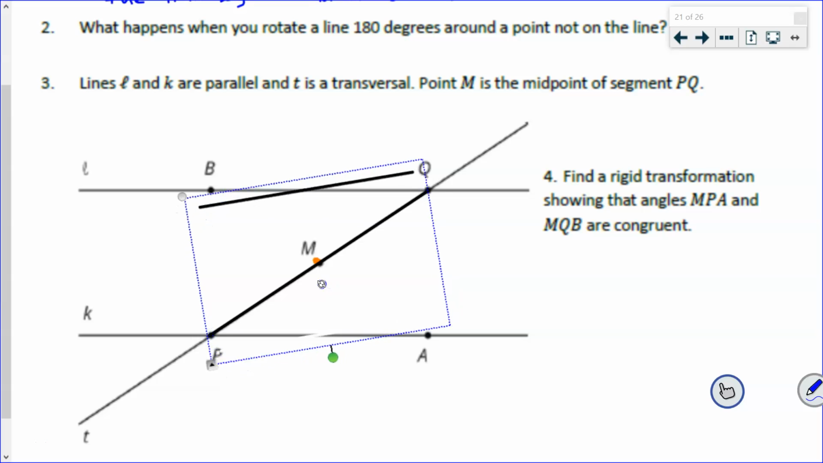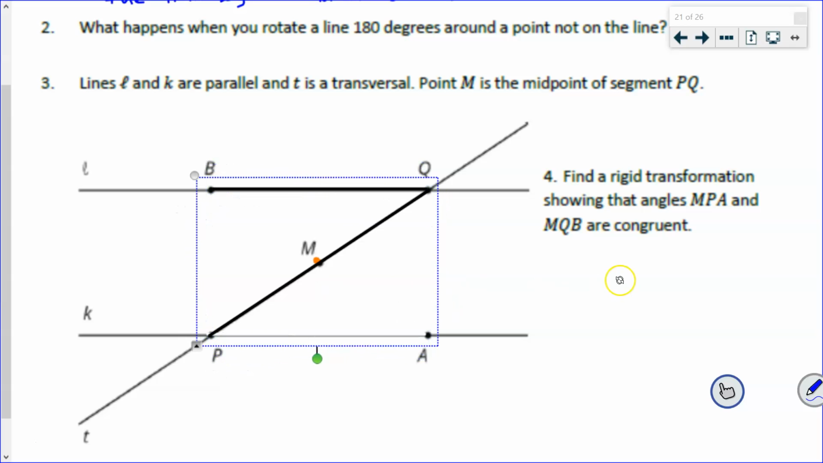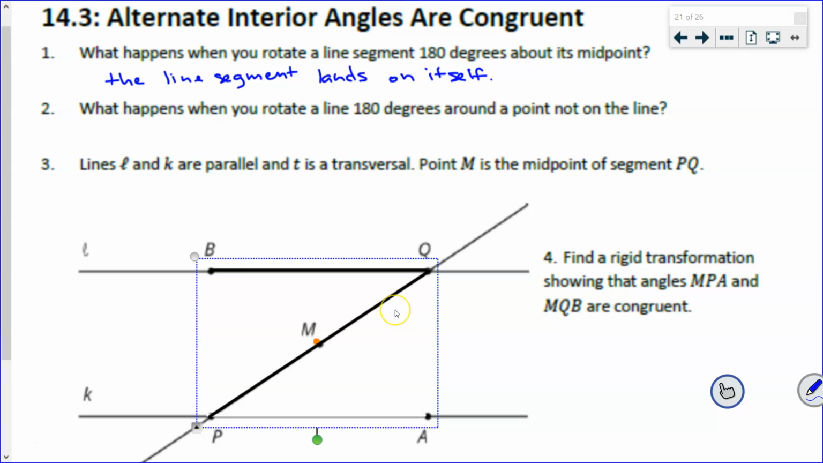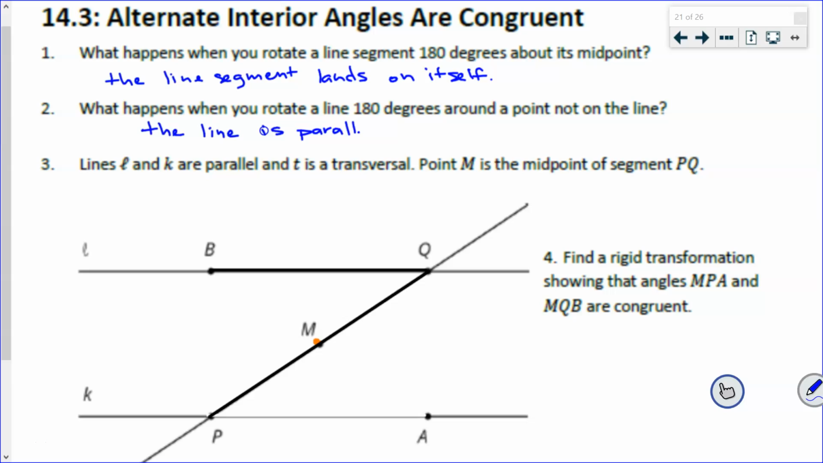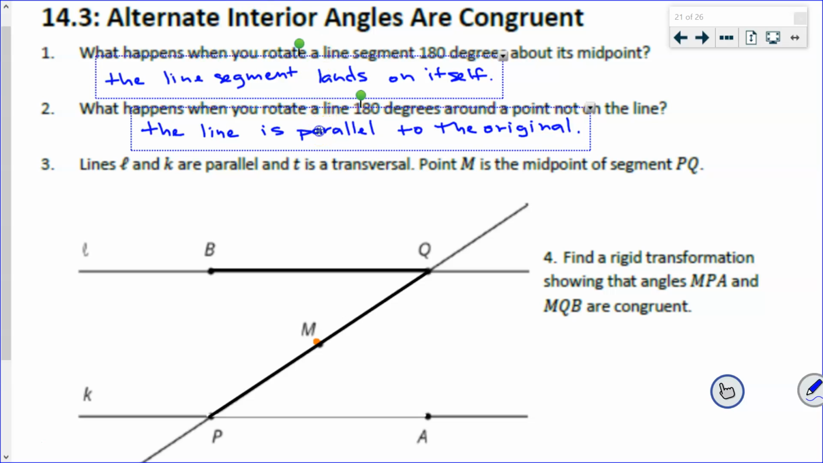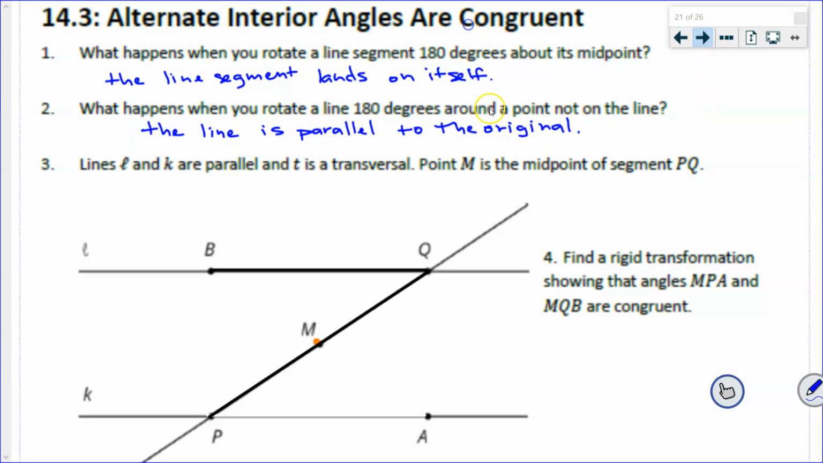Rotating it around M. Where does it land? Where does it end up? Is it back on itself where it was originally? Where is it, Landis? It is parallel. Let's answer that question there too. The line is parallel to the original. And now, finally, we are ready to answer the next question.